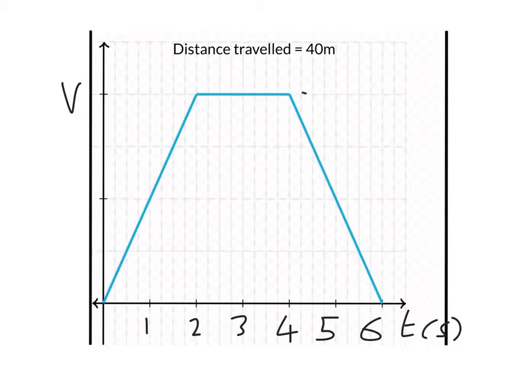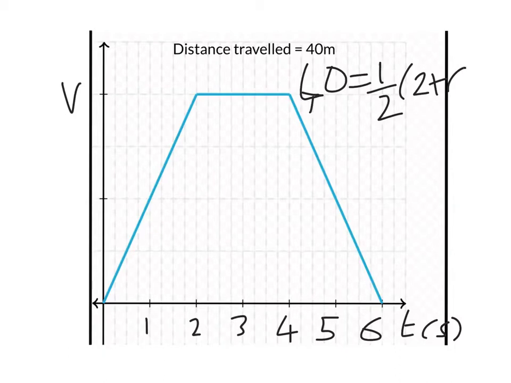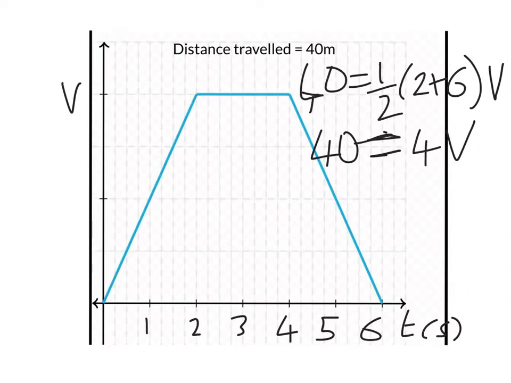We know that 40 is going to equal half the top, which is 2 seconds, plus the base, which is 6, times v, which is the height. So 40 equals, 2 plus 6 is 8, half of that is 4, so 4v. So I can say v there is 10 meters per second.